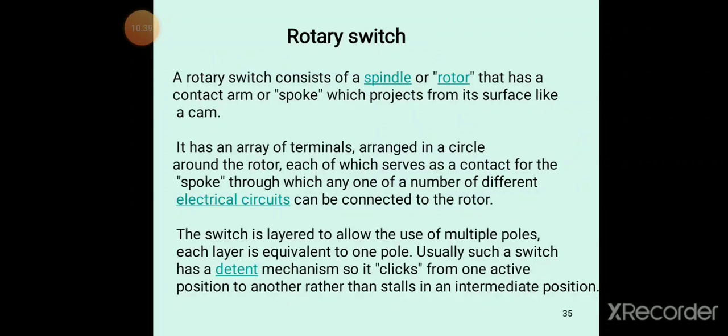A rotary switch consists of a spindle or rotor that has a contact arm or spoke which projects from its surface like a cam. It has an array of terminals arranged in a circle around the rotor, each of which serves as a contact for the spoke, through which any one of a number of different electrical circuits can be connected to the rotor. The switch is layered to allow the use of multiple poles. Each layer is equivalent to one pole.